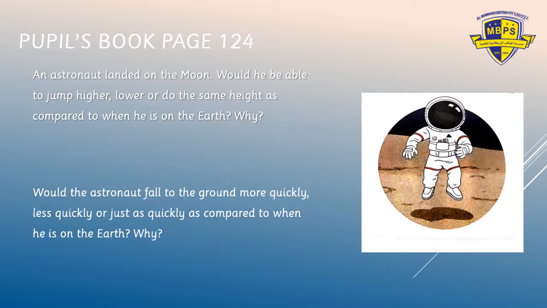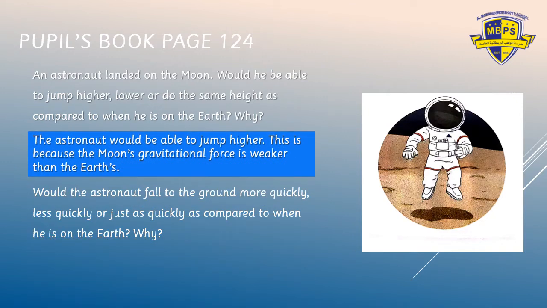Now I want you to open your pupil's book, page 124. You can see a picture there of an astronaut. He has landed on the Moon. Would he be able to jump higher, lower, or the same height as he does on the Earth? I want you to give me a reason also. Well, let's see. I'll tell you my answer. Let's see if yours is the same.